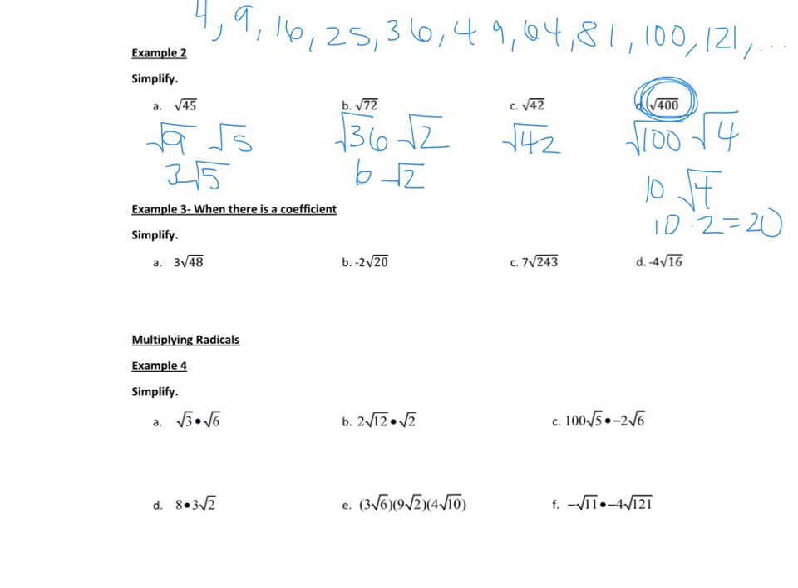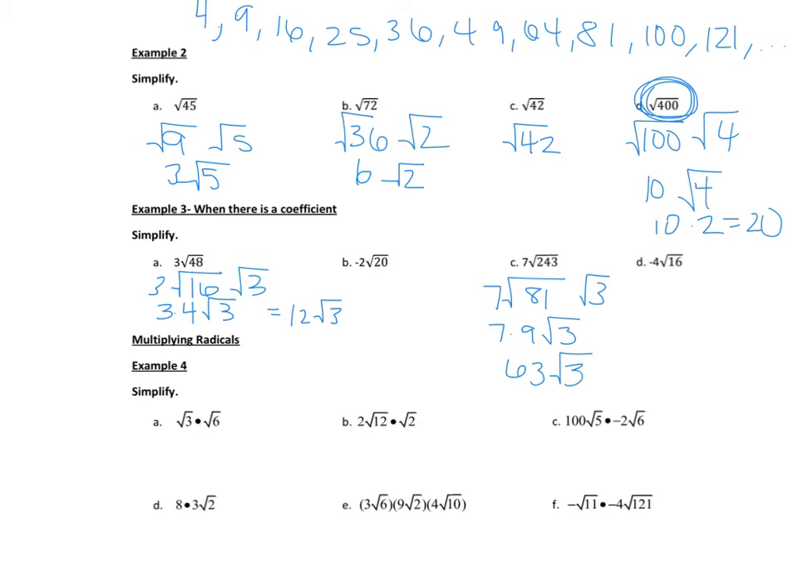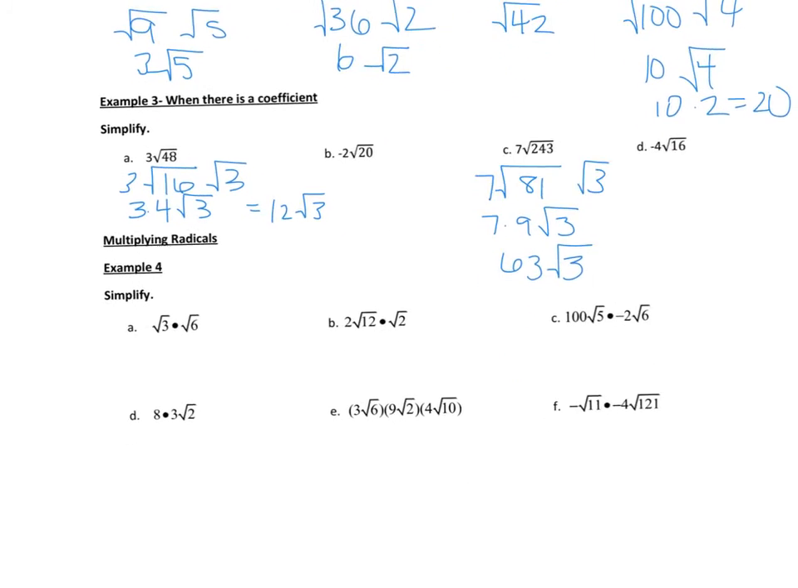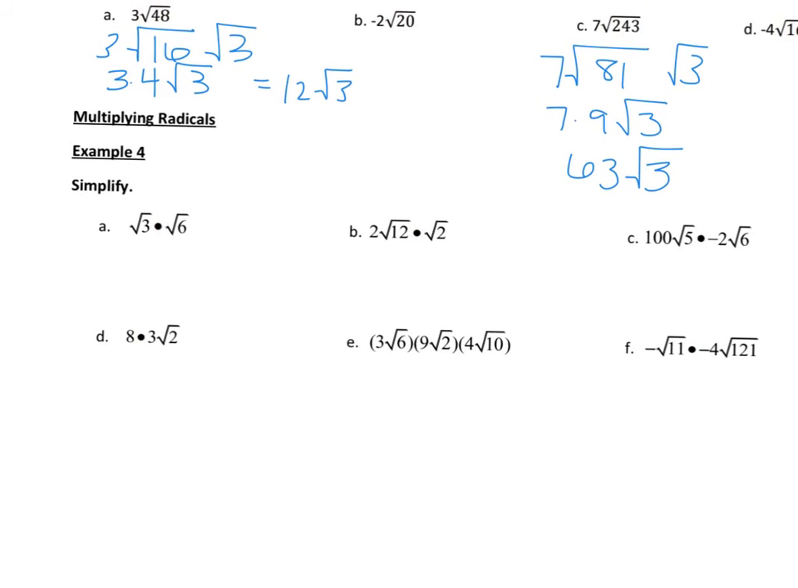The only thing that's different, if you have a number out front, you're still looking for the perfect square that goes into 48. So 16 times 3. Square root of 16 is 4, so I'm actually going to do 3 times 4. So 12 root 3. So here's another example. 7. 243 is divisible by 81. It's 81 times 3. Square root of 81 is 9. 7 times 9 is 63, so 63 root 3. You can get the rest of those examples if you look at the notes on the packet.